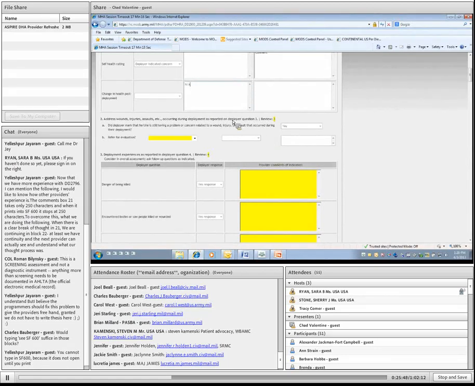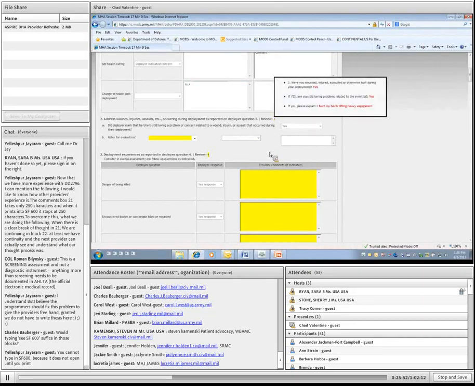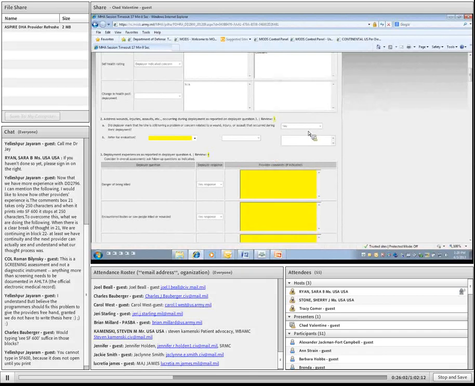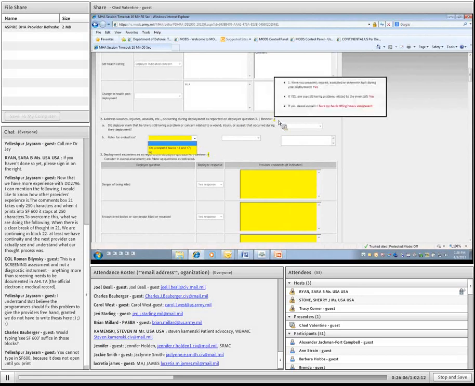Number 2 for the provider touches on question 3 for the deployer, and it's asking, were you wounded, injured, assaulted, or otherwise hurt during your deployment? Since there was a positive response, it's a yes. 2A has a yes populated, and so 2B is indicating that you need to indicate a referral. On 3A it says, if yes, or if you're still having problems related to the event, please explain, and you get a free text box indicated by the deployer. This deployer mentioned that he hurt his back lifting heavy equipment.